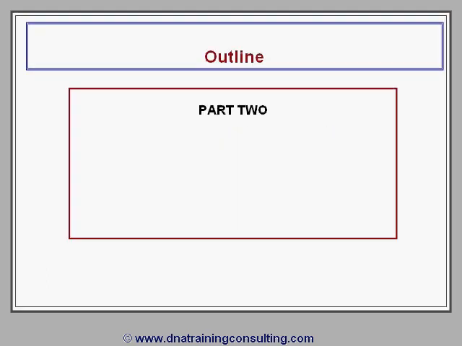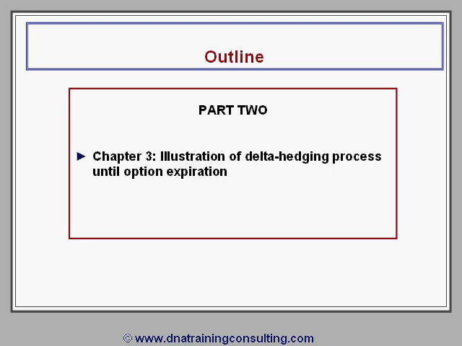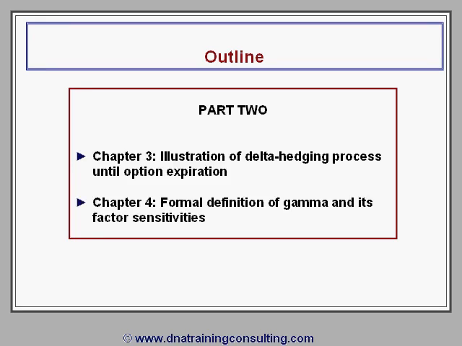We remind you that this part 2 contains chapters 3 and 4, with chapter 3 illustrating in detail the exact process of delta hedging an option until its expiration date, and chapter 4 defining gamma and examining its factor sensitivities, particularly to changes in spot and in the option's remaining tenor.